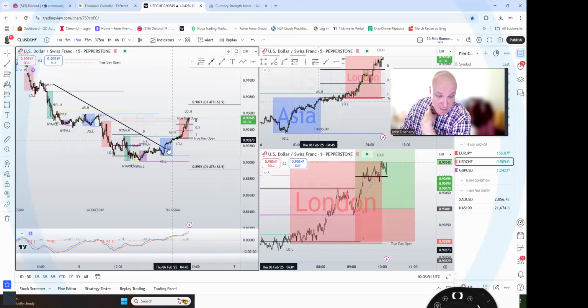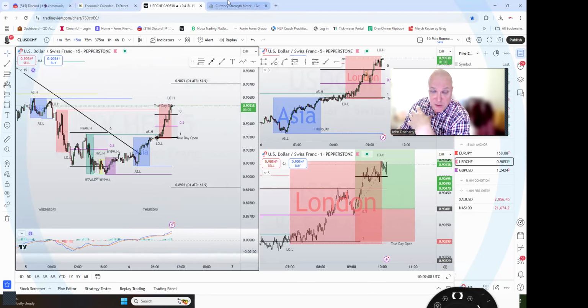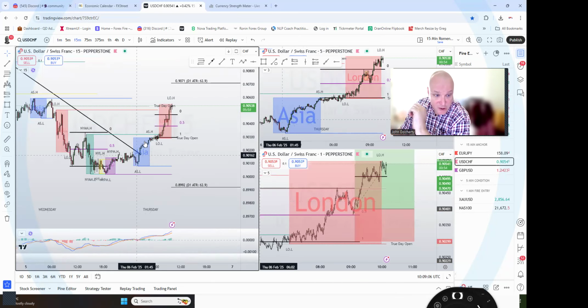So when we get a push out of the Asian session here, where we started getting that market structure shift, I turned the tables on its head because we were having currency strength in favor of the US dollar, weakness of the franc. We knew the market structure shift was coming in. We also understand that market structure shift and the momentum should continue.